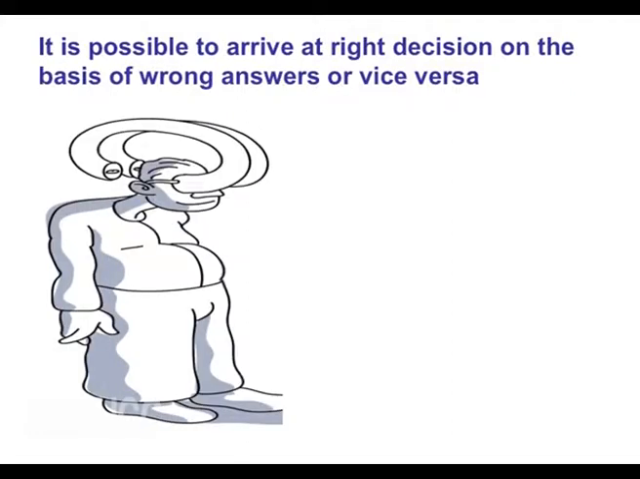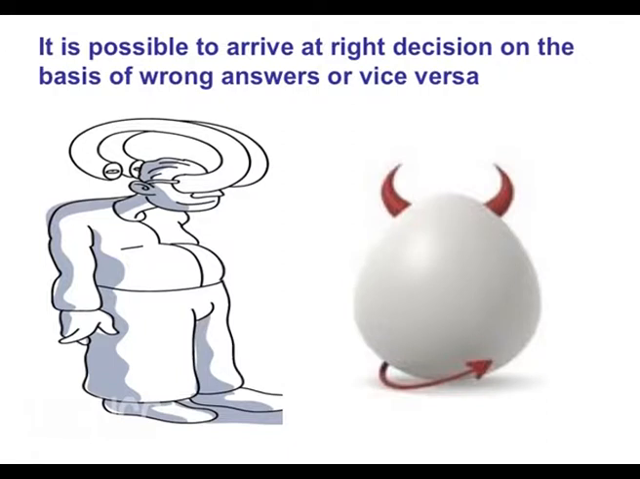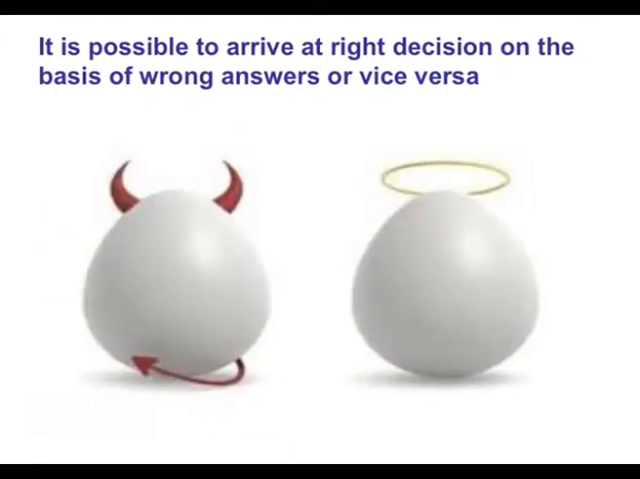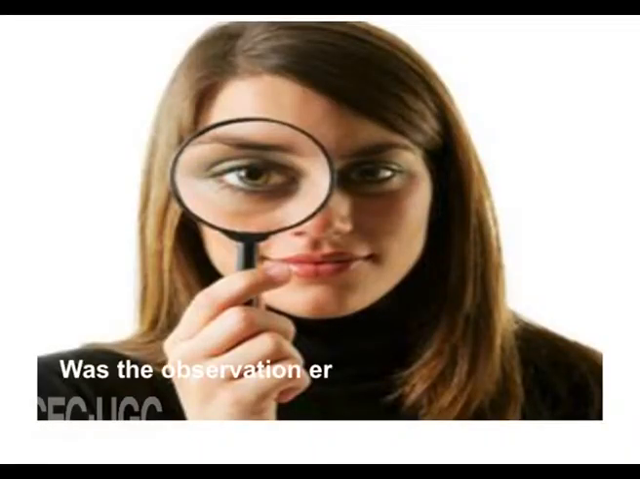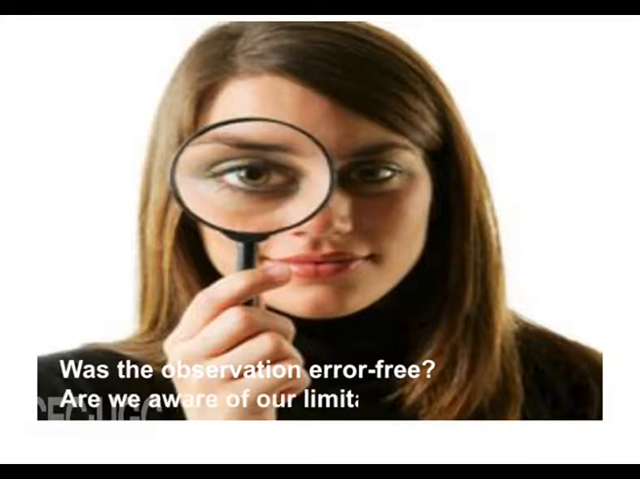When we observe a certain object or phenomenon, we are often unaware of our biases. We do not question them, and so we attribute our observations entirely to the objects or phenomena being observed. It is possible to arrive at a right decision on the basis of wrong answers or vice versa. This questions the process of observation. Was the observation error-free? Every method of knowing has certain limitations. While observing, are we aware of our limitations?